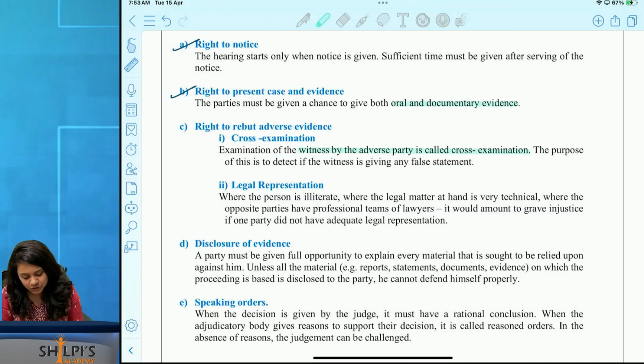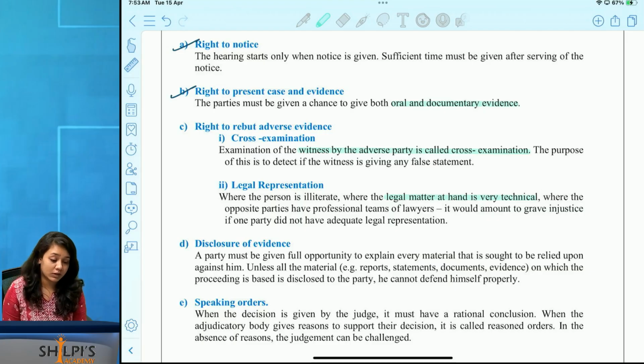Legal representation. Every legal matter is very technical, and opposite parties will have a professional team of lawyers. So, if a person is illiterate or is unable to get adequate representation, then it would actually amount to a very grave injustice. And so, legal representation is also a principle of natural justice.